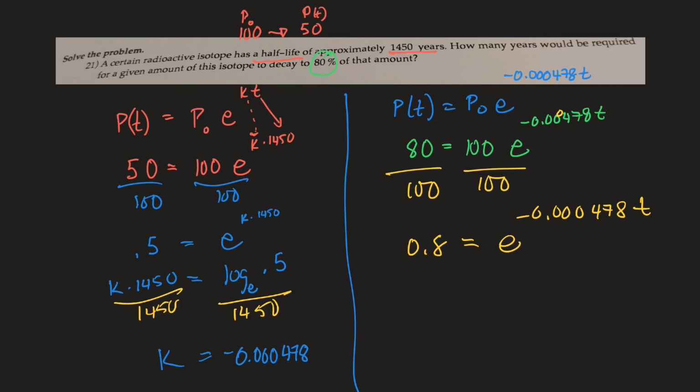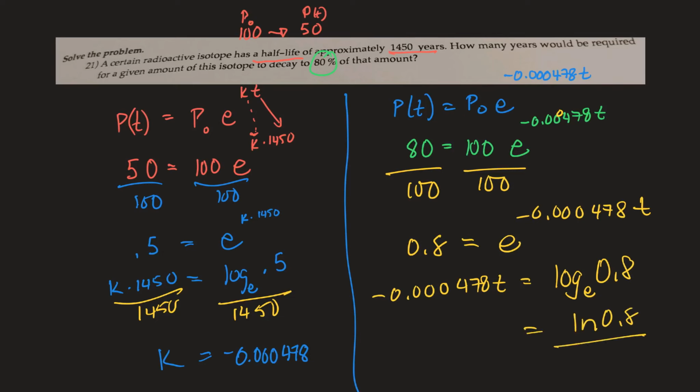Change to log form: negative 0.000478 t is equal to log base e of 0.8. So ln of 0.8 divided by negative 0.000478, you can do that on your calculator, and that's going to tell you how long it takes that radioactive isotope to go from 100% down to 80. Okay, hopefully those will help you on those questions. Good ones.